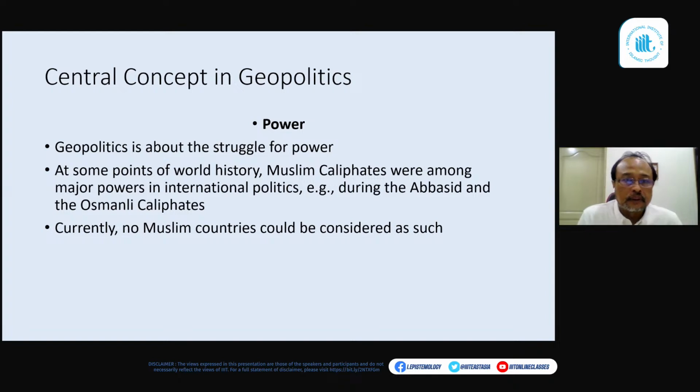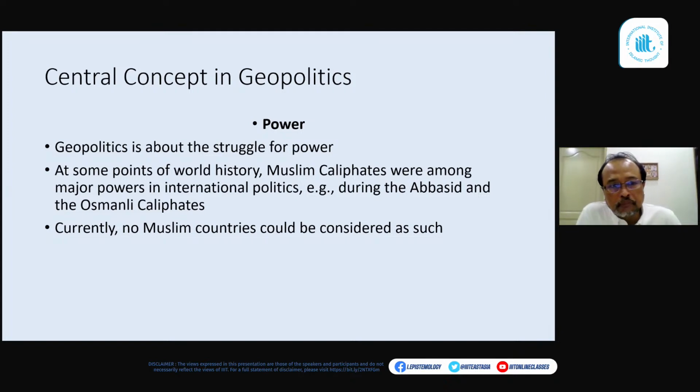Now, when we talk about the power of the Muslim states, at some points of world history, Muslim caliphates were among the major powers in international politics. This can be seen, for example, during the Abbasid and the Osmanli caliphates. In fact, in the 18th and 19th centuries, the Osmanli was considered to be one of the great powers in Europe, together with Britain, France, Russia, Germany, and Austria-Hungary. But of course, the extent of power of the Osmanli Caliphate also fluctuated during that time.